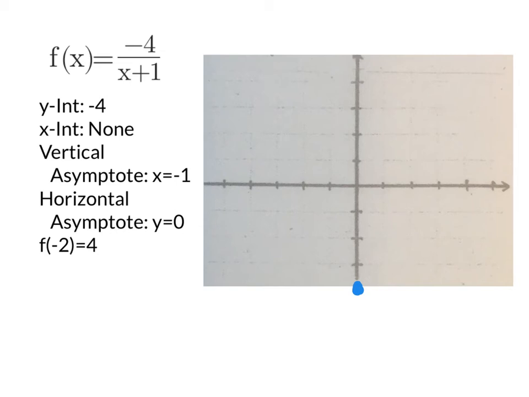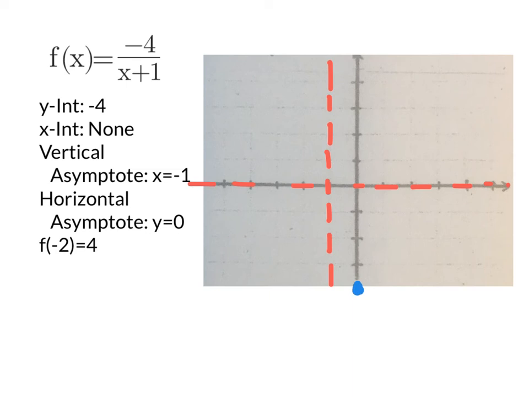In terms of asymptotes, the vertical asymptote is at x equals -1. So I'm going to find -1 on the x-axis and draw a vertical dotted line. Similarly, for the horizontal asymptote being y equals 0, I'm going to find 0 on the y-axis and draw a horizontal dotted line. These are my two asymptotes. They're boundaries for my graph.